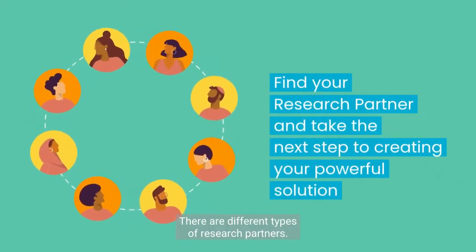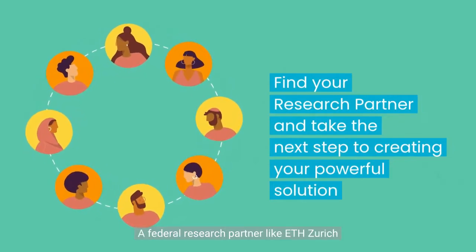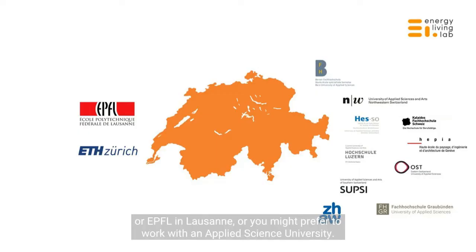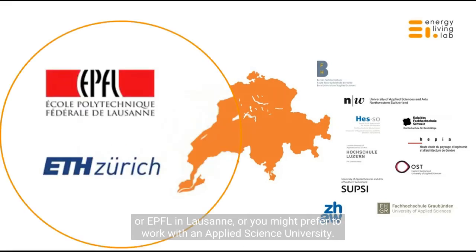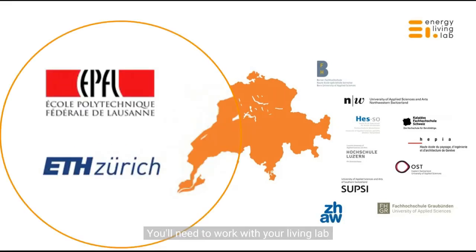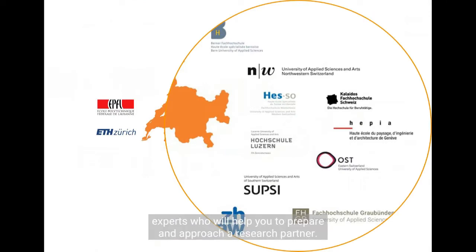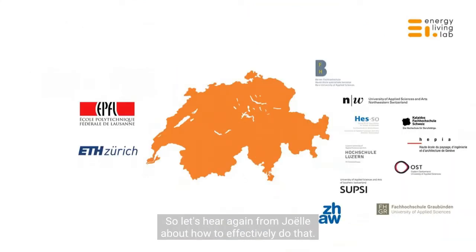There are different types of research partner. A federal research partner like ETH Zurich or EPFL in Lausanne, or you might prefer to work with an applied science university. You'll need to work with your Living Lab experts who will help you to prepare and approach a research partner. So let's hear again from Joël about how to effectively do that.